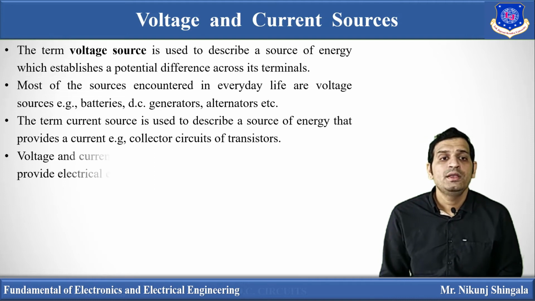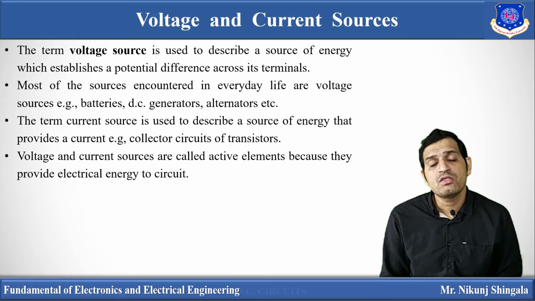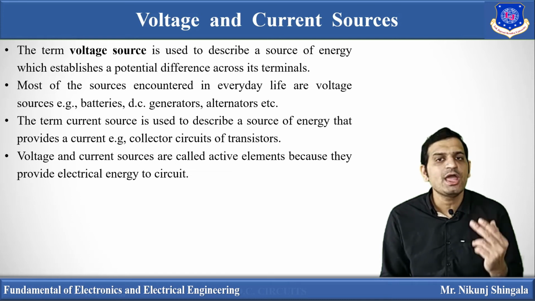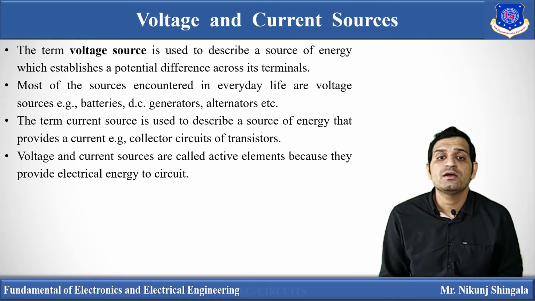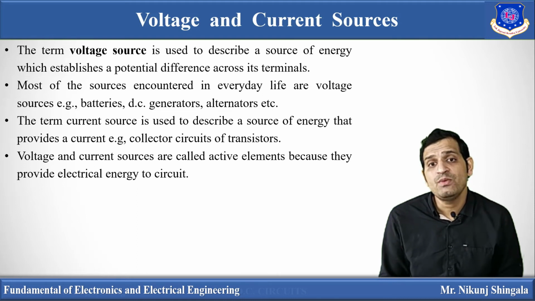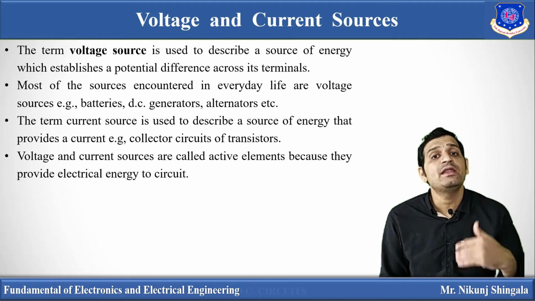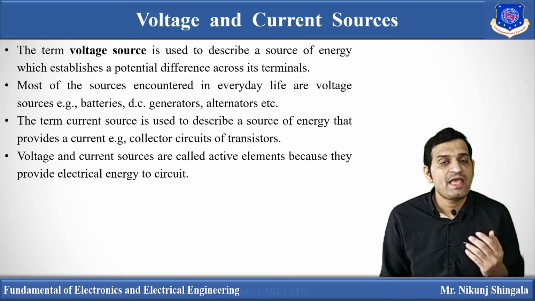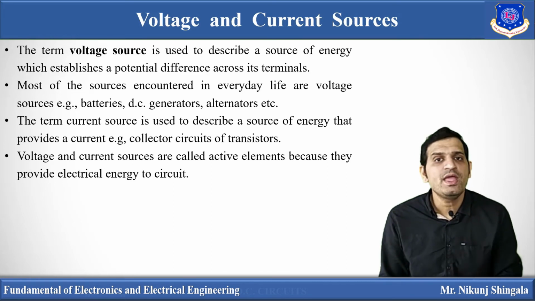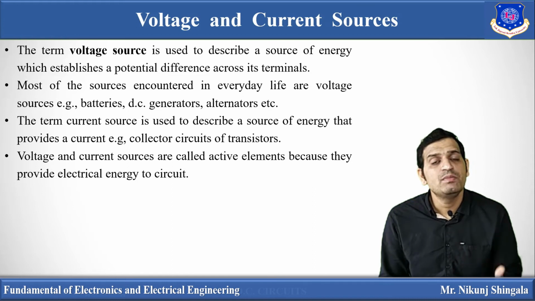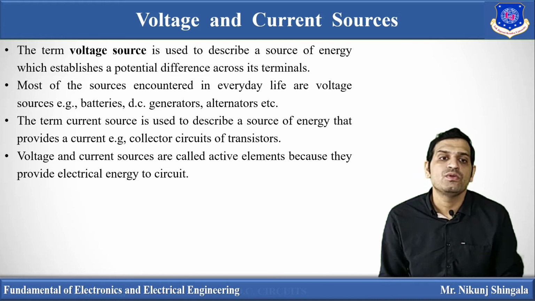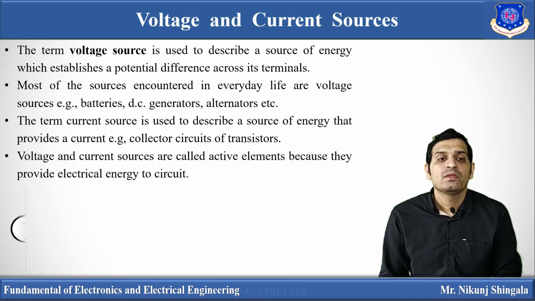Now voltage source and current source are active elements. There are two types of elements, active elements and passive elements. So why are voltage source and current source known as active elements? Because they provide electric energy to the circuit, and passive elements absorb the energy. Resistors, capacitors and inductors are passive elements. Batteries, that is these energy sources, are active elements which provide electric energy.